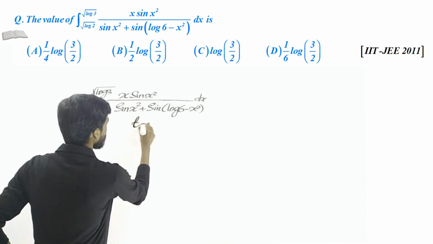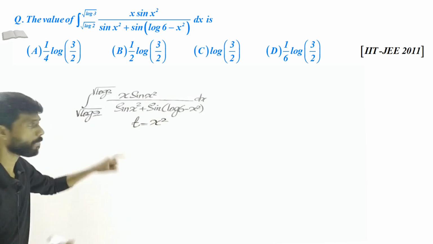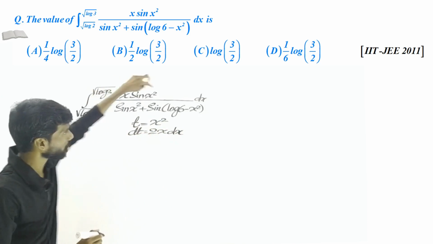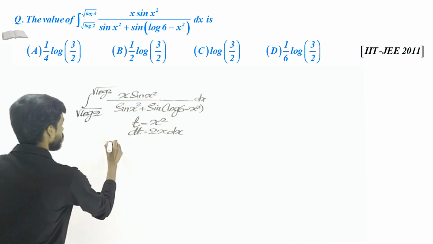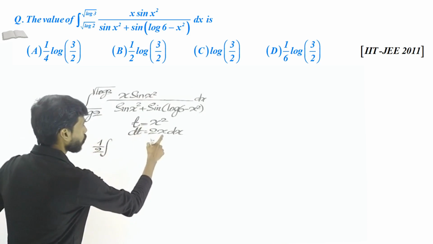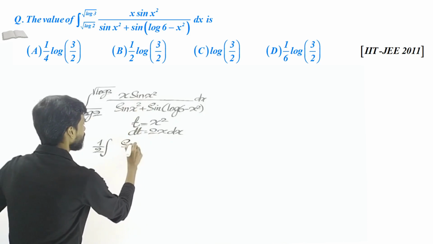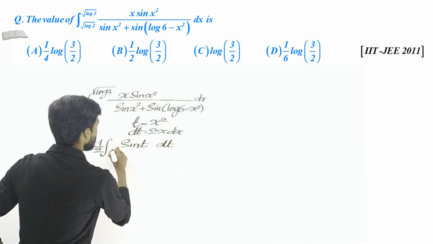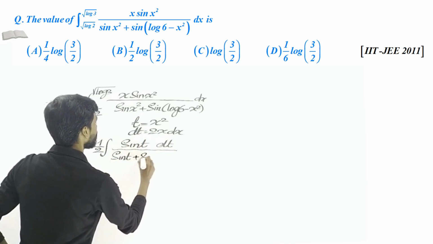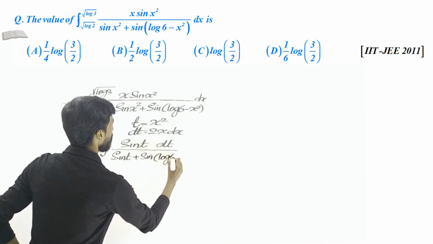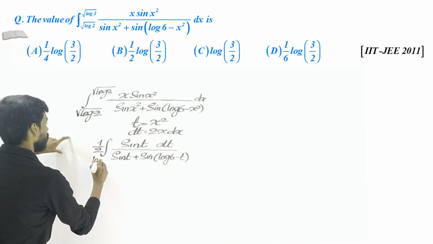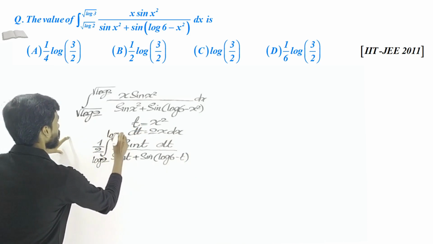So let us take this substitution, t equal to simply x square. Alright, so that means dt equals 2x dx. So that x dx is already there, so the 2 we can divide. So the question will change to simply 1 by 2, and x dx is dt by 2, so sine x square, which means sine t dt, divided by sine t plus sine of log 6 minus t. Okay, and what about the limit? So t is x square, the square of this, so that is log 2 to log 3. Yes, so that's all.